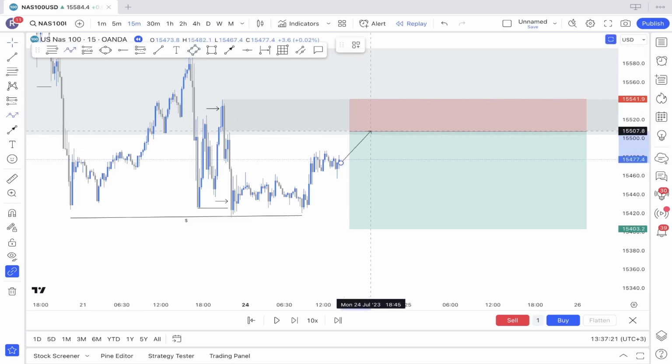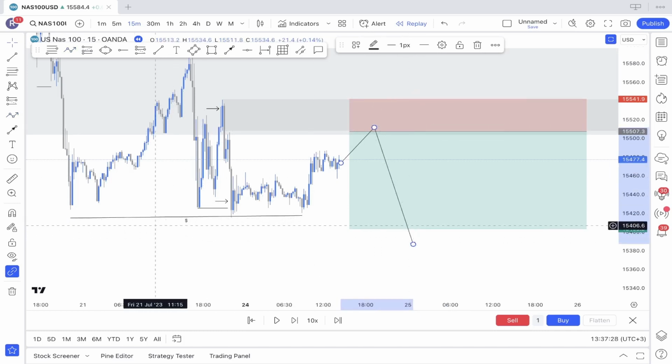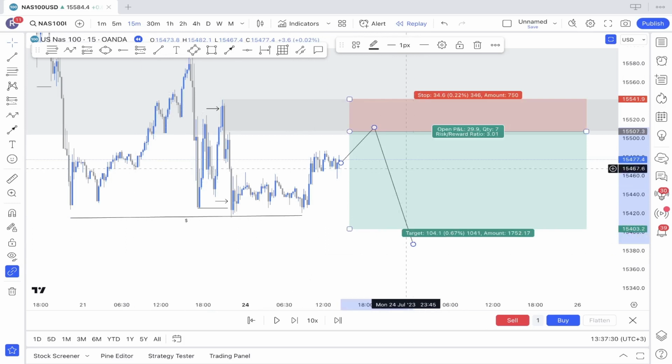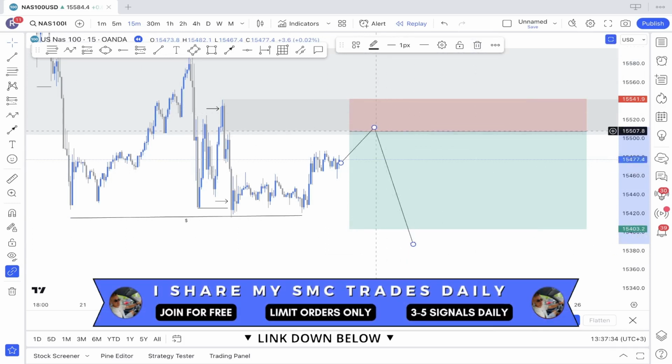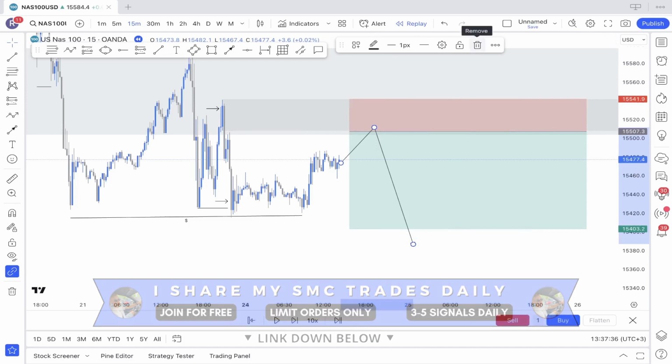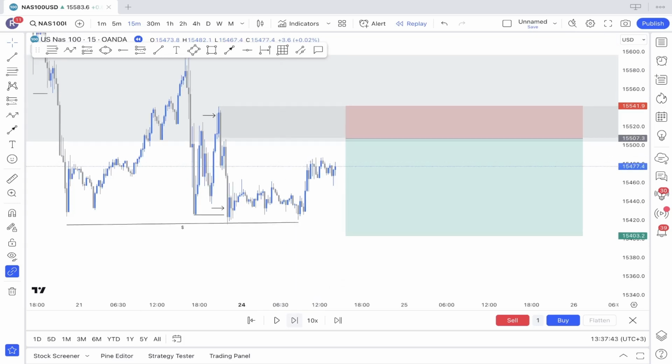I was picturing something like this. Tap us in, and then straight to the downside, grabbing this liquidity right here. This was the perfect scenario of this trade. Once I sent it, this was what I was picturing. And now let's spray the price and see what happened. Let's see how this trade played out.